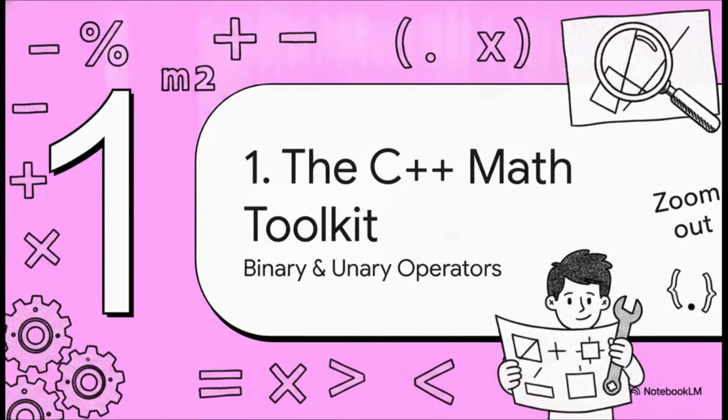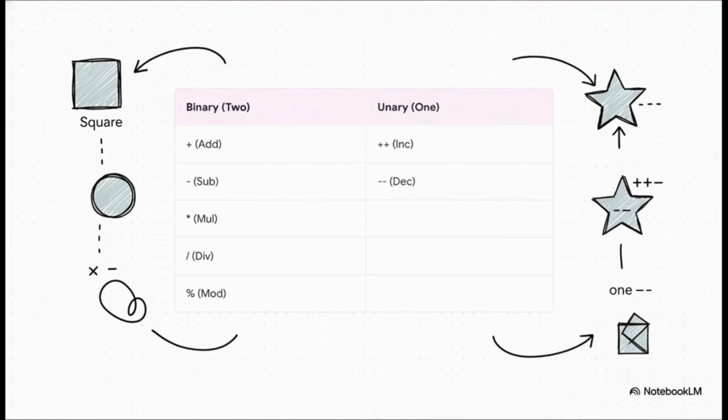All right, moving on to Section 1, the C++ Math Toolkit. We can basically split all these mathematical symbols you use every day into two very simple families. On the left, we've got binary operators. Binary literally just means two, so these operators need exactly two operands, or values, to actually work. Think about it. You can't just have a plus sign hanging out by itself in your code. You need an A and a B. This includes your standard addition, subtraction, multiplication, division, and the modulus operator.